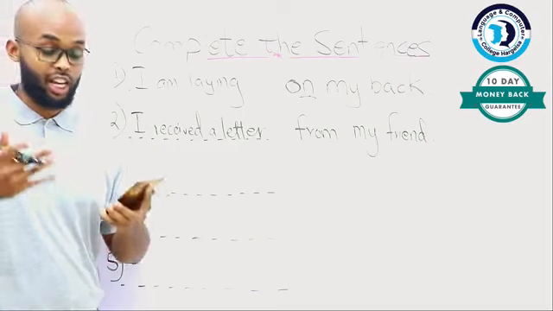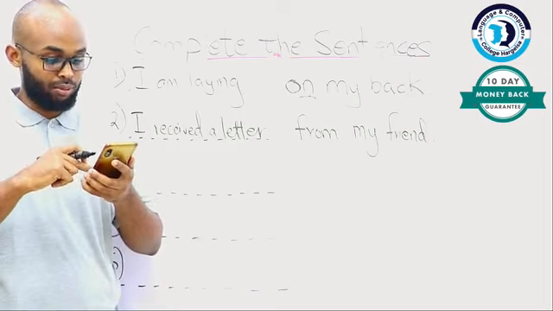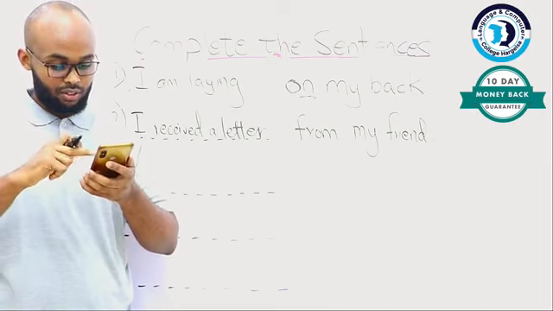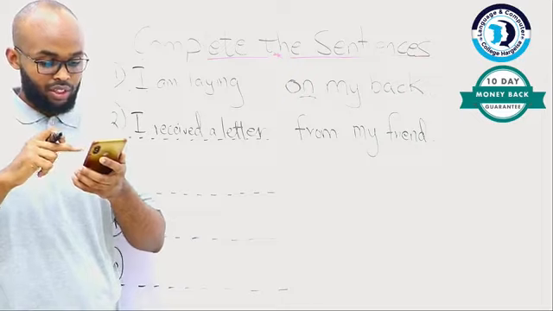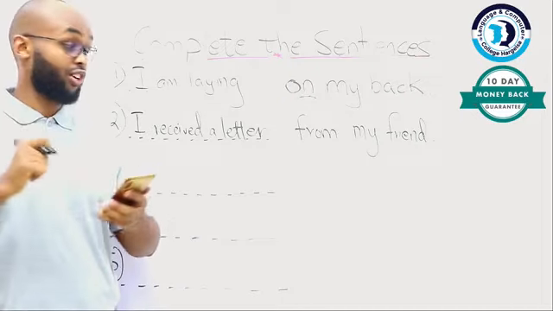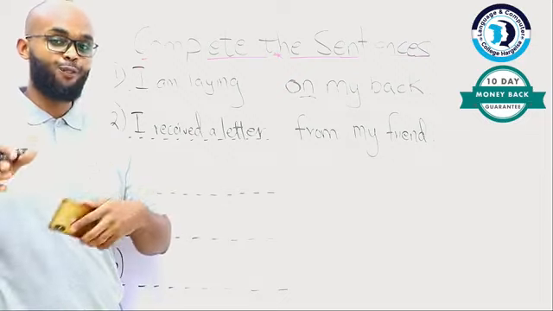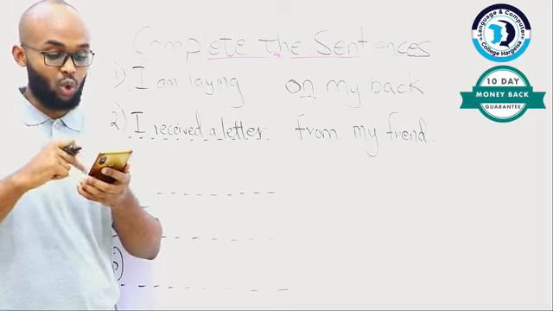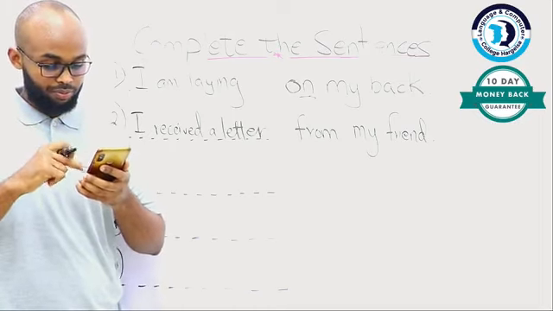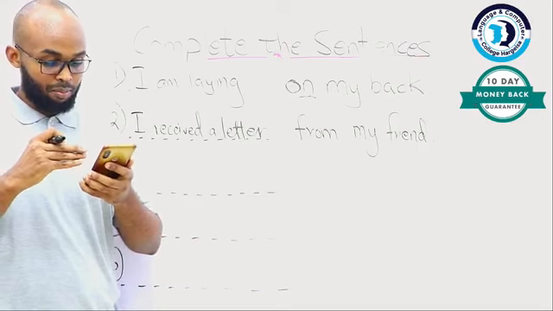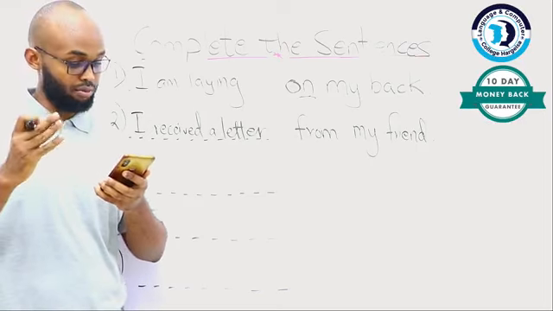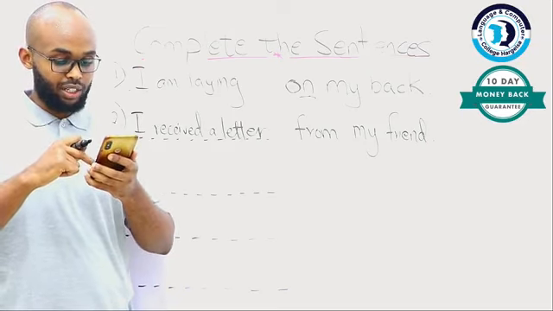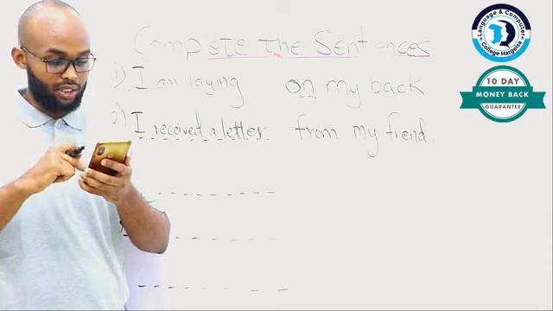Okay, who else is going to try? Ishaq, Muhammad, Umar, Abdurrahman, try your best. They came from my friend. That's a very good example. That's very nice, Umar. Who else wants to try? I am coming from my mom. MashaAllah, Abdurrahman, thank you very much. Who else is going to try?